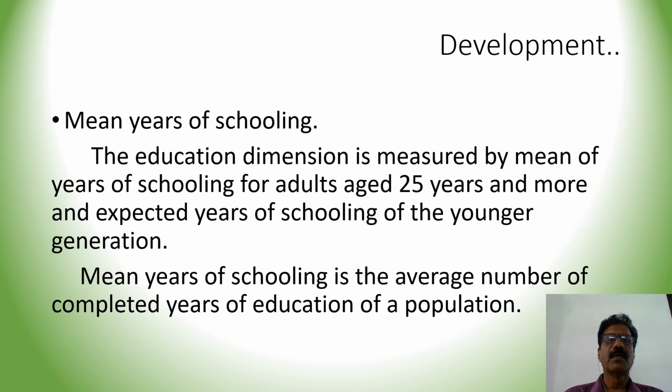Okay, what is mean years of schooling? The education dimension is measured by mean of years of schooling for adults aged 25 years and more and expected years of schooling of the younger generation. Mean years of schooling is the average number of completed years of education of a population. Average number of completed years of education.